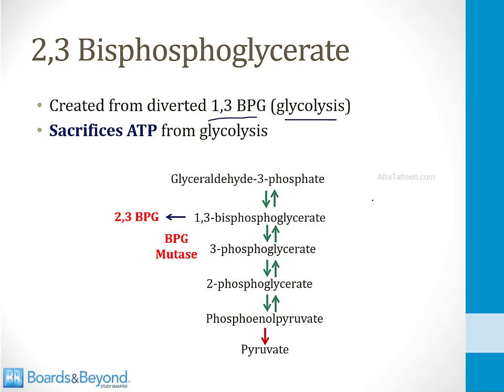Remember, red cells do not have mitochondria, so they depend on glycolysis for metabolism. And 1,3-BPG is a glycolysis intermediate, and red cells have an enzyme called BPG mutase, which can convert 1,3-BPG into 2,3-BPG. So in other words, red cells are sacrificing a little bit of ATP, in other words, a little bit of glycolysis, in order to make 2,3-BPG, but that's important because it modifies oxygen uptake.